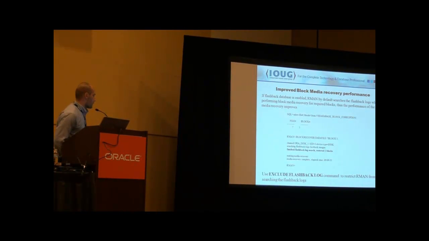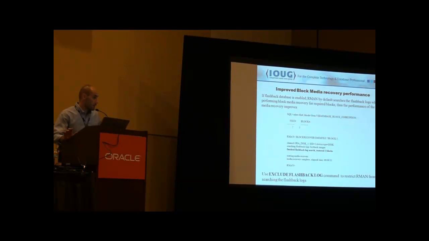Improved block media recovery performance. If flashback database is enabled and you have any block corruption and you want to perform block media recovery, RMAN will search the flashback logs before searching any backup or incremental backup and so on. The first thing checked will be the flashback logs. So here it can be seen from the output: we have a block corruption, we use the block recovery command, and RMAN searches the flashback logs.